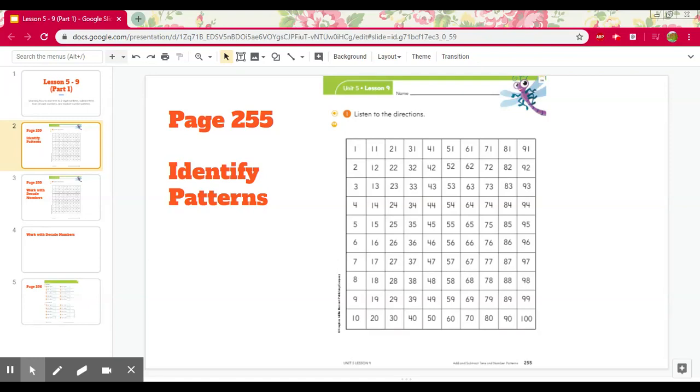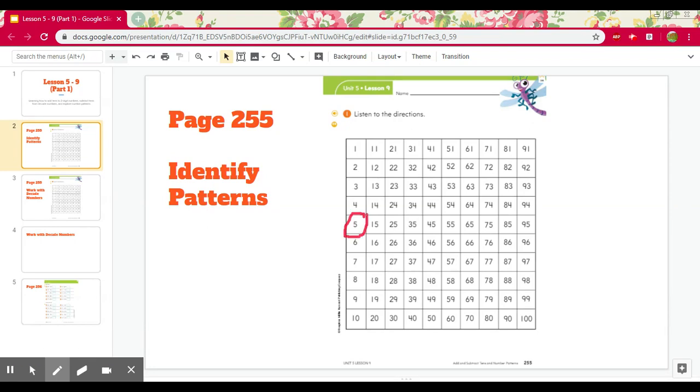Please open up to Student Workbook page 255. On page 255, you'll find a 100 grid. A 100 grid has all the numbers from 1 to 100. Let's identify patterns or trends by using the 100 grid. Now we will look for ones and tens on the 100 grid. Let's circle every number with 5 ones in red.